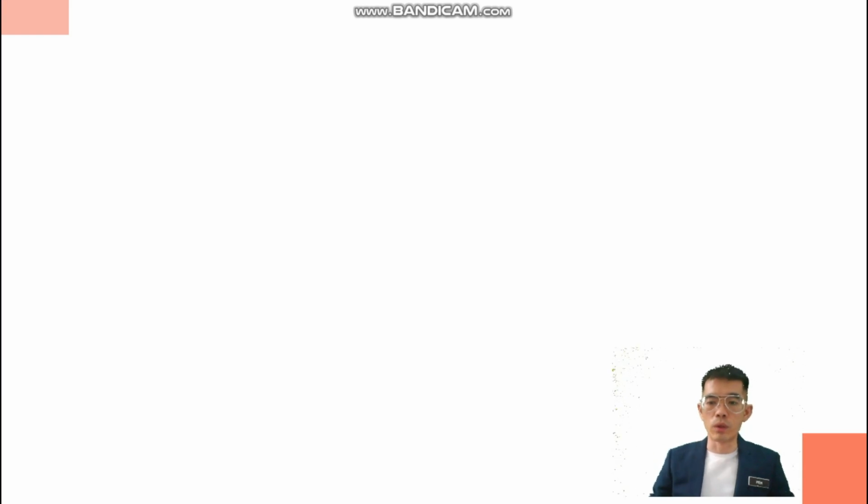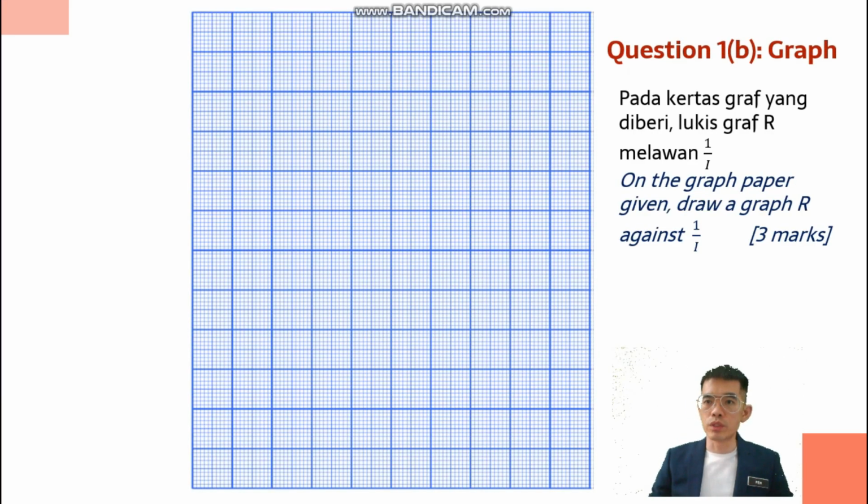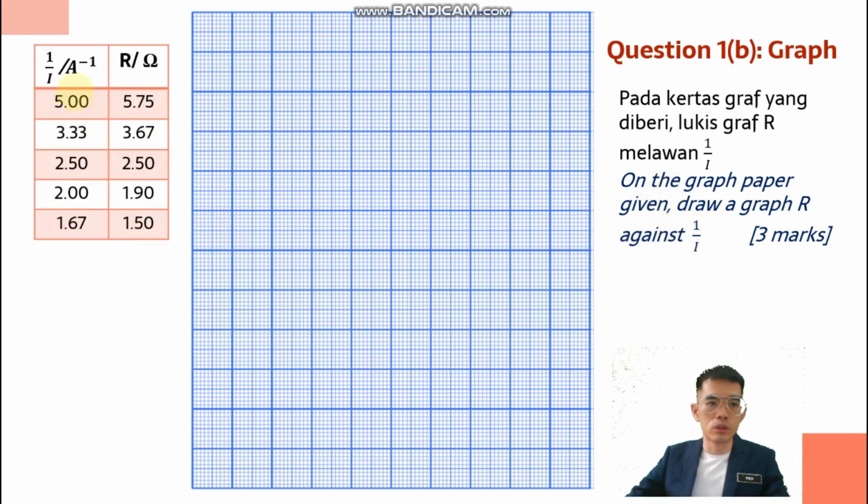Now we are going to our second question, 1B. The question only asks you to draw the graph. Let us read the question together. On the graph paper given, draw the graph R against 1 over I. The value R and value 1 over I we have already calculated in question A, so the data is showing here.